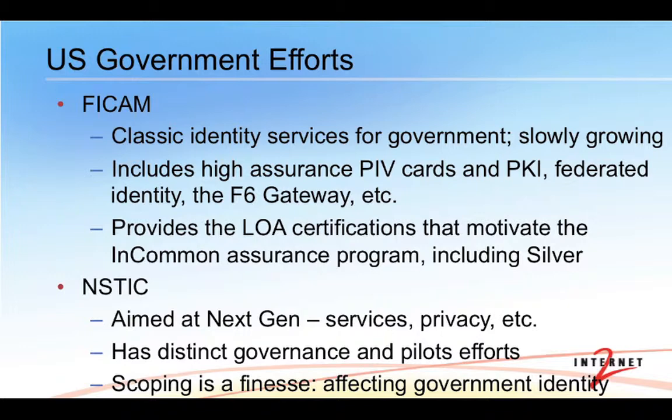NSTIC is the next generation stuff. It's next generation services, privacy, et cetera. It has distinct government and pilot efforts. And the scoping is a finesse, a very tricky finesse. So the federal government can only really control access to federal sites, but they want to affect the entire marketplace, including Google. Similarly, the US government is just in the US, but they want to affect the entire globe. So there's a couple of finesses going on in this space. Those finesses have intermittent success.